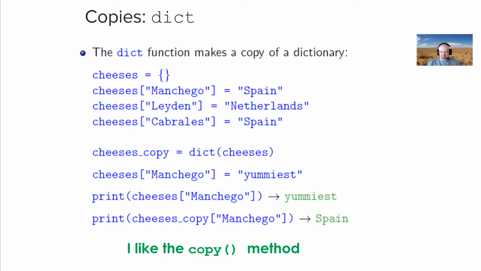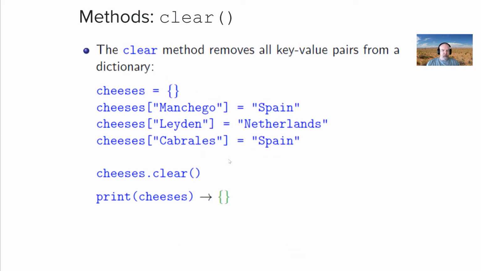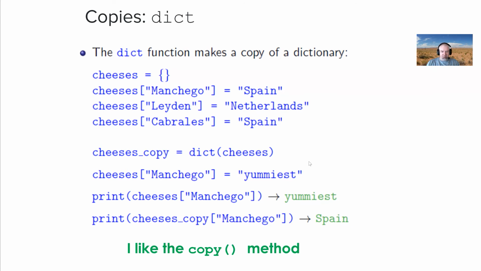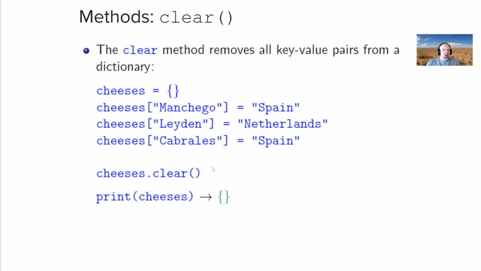In cheese's copy, that key-value pair is not affected because they are two distinct objects. They don't refer to the same dictionary, right? So this is one way that you can create a copy of a dictionary, just using the dict function. The copy method works on dictionaries as well, so you could also do that. Either works. I find this a little bit less confusing, but whatever works for you.